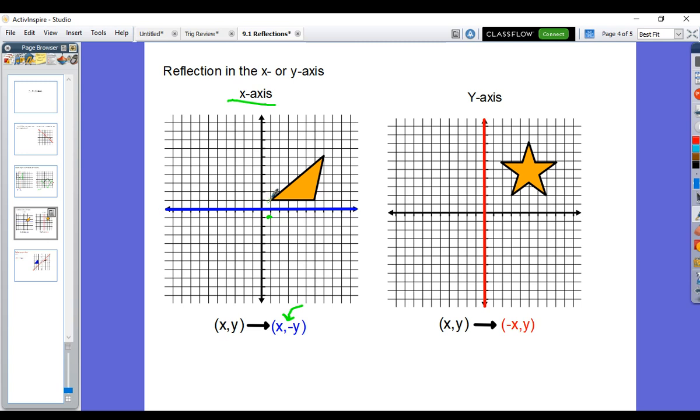So for example, this coordinate right here is (1, 1). If I'm flipping that over the x-axis, that becomes (1, -1). This point right here is 1, 2, 3, 4, 5, 6, so (6, 1). We reflect that, it gives us (6, -1).